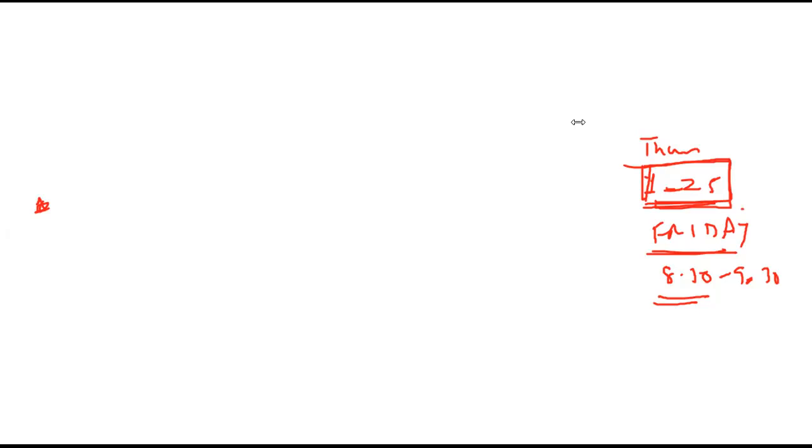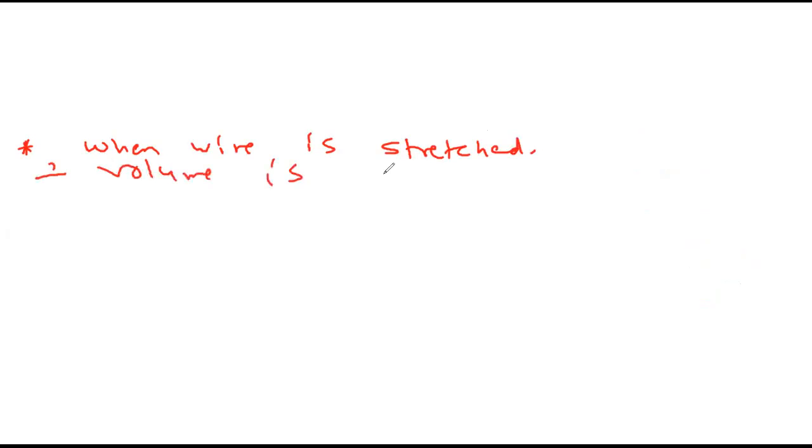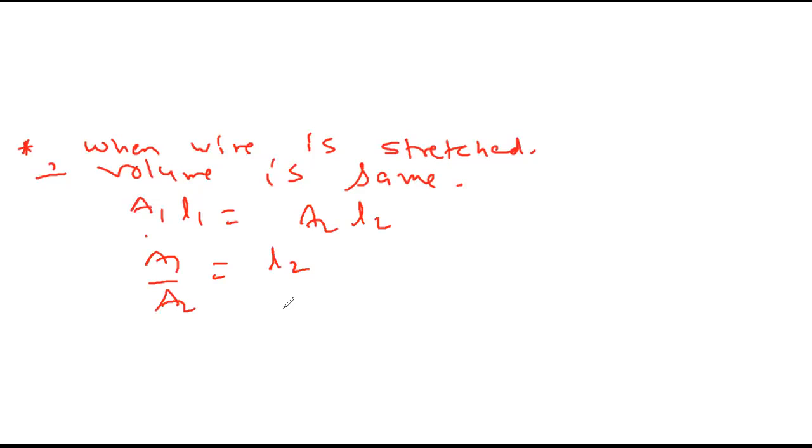Let's go. There is a favorite question, the wire is stretched one. When a wire is stretched, I have told you many times, Aniket, you will know, I told you in 10th also. When the wire is stretched, Aniket, what is same? Volume, no? Whenever the wire is stretched, volume is the same. So can I say A1 L1 is A2 L2? A means area, L means length. So A1 upon A2 is L2 by L1.